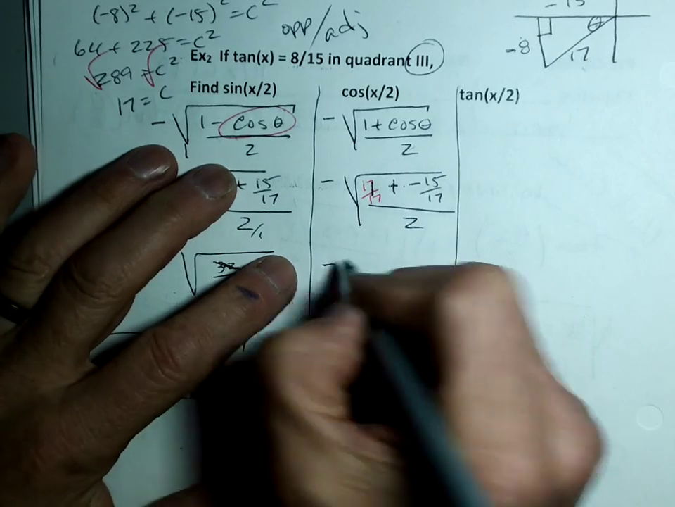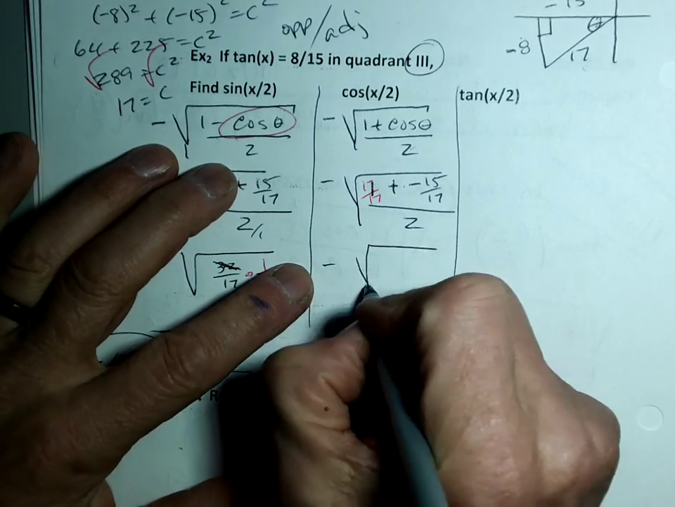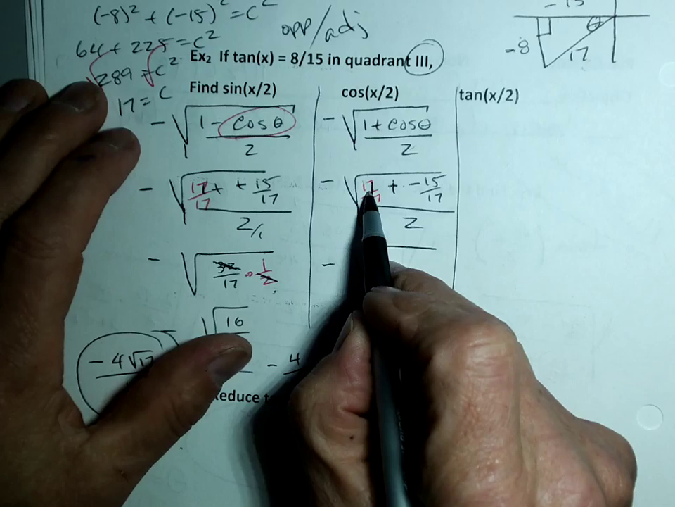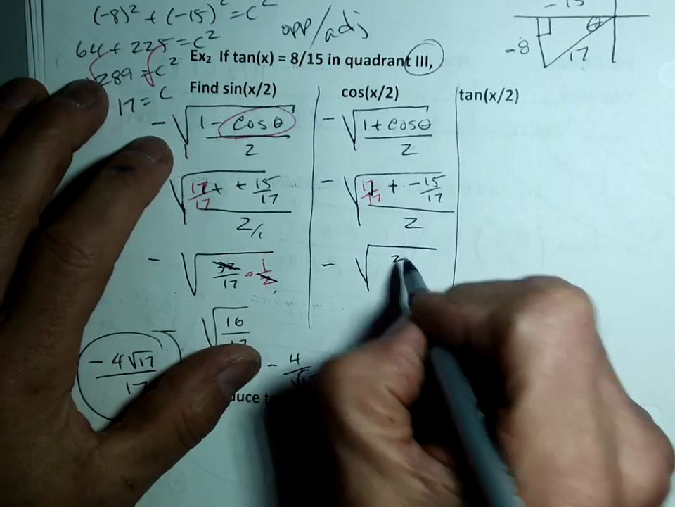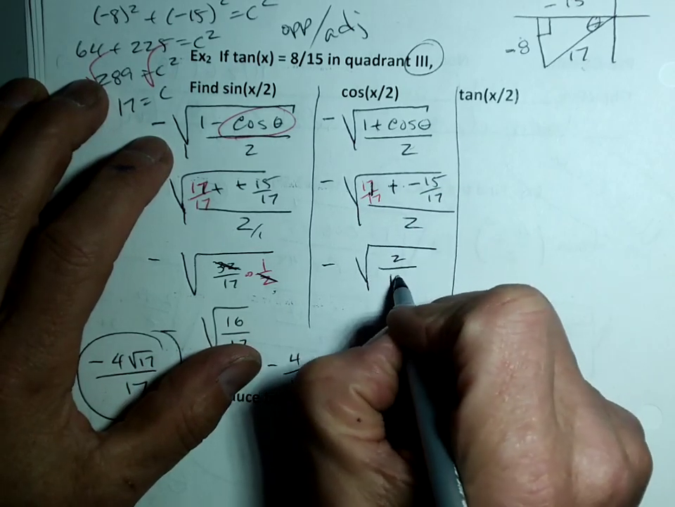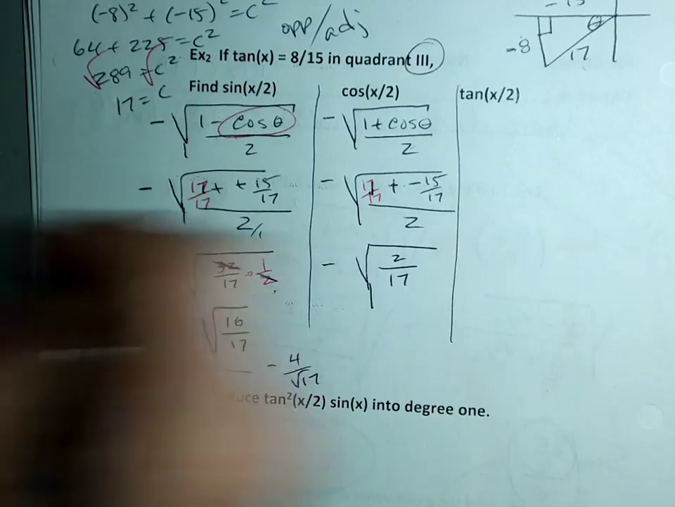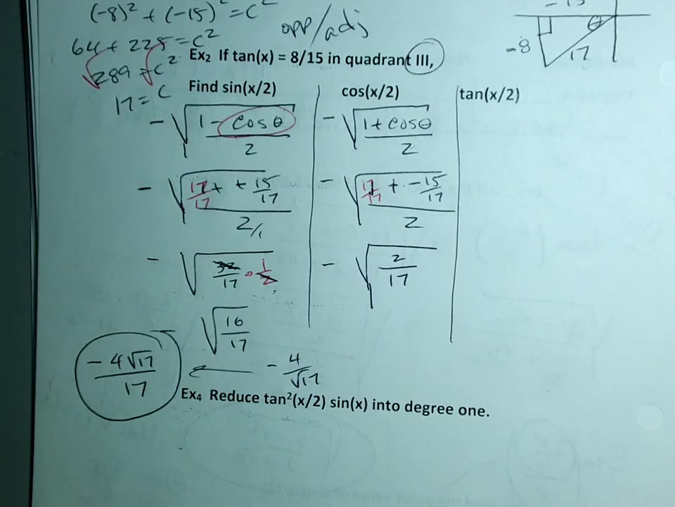So I'll have negative square root of, 17 minus 15 is 2 over 17. Hang in there, Morgan. I know you guys are tired. Okay, 2 over 17, but divided by 2. Do you mind if I skip a step? Invert and multiply, right? Make it over 2 and invert and multiply to make it 1 over 2. See the steps I'm doing? It's just basic fraction stuff, right?